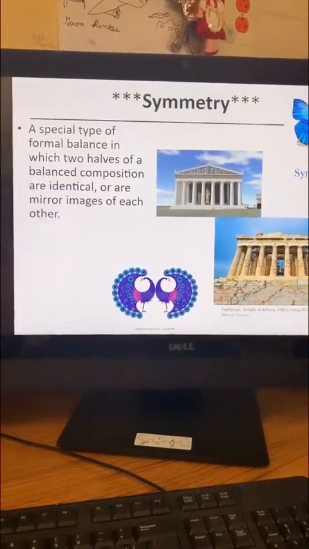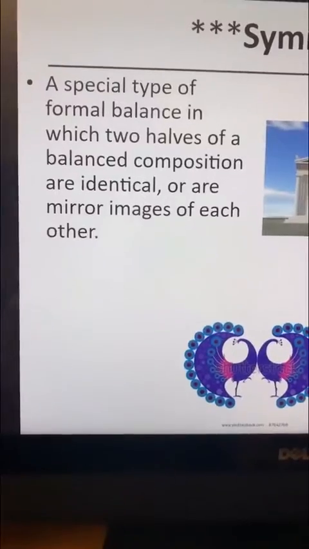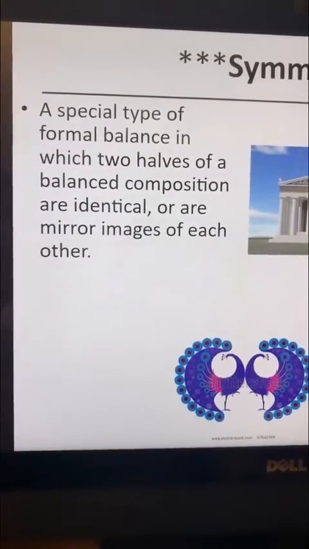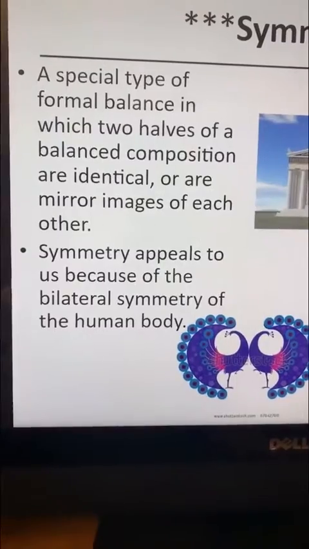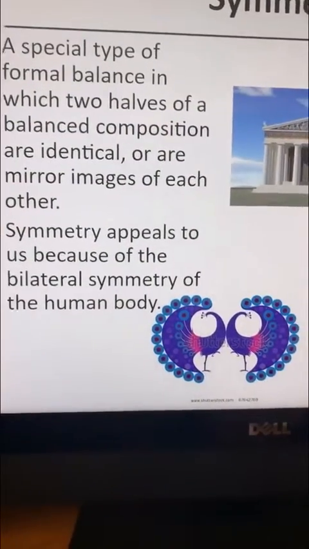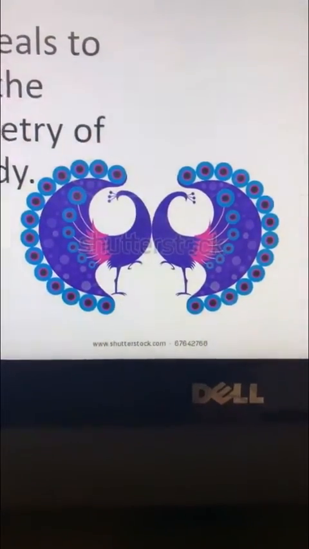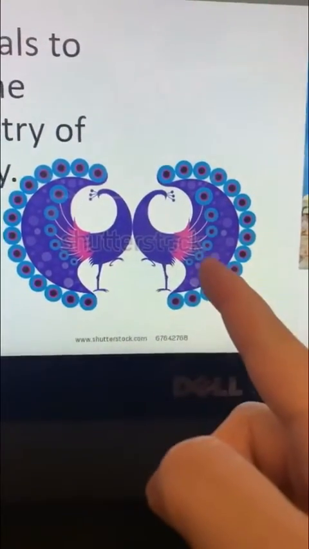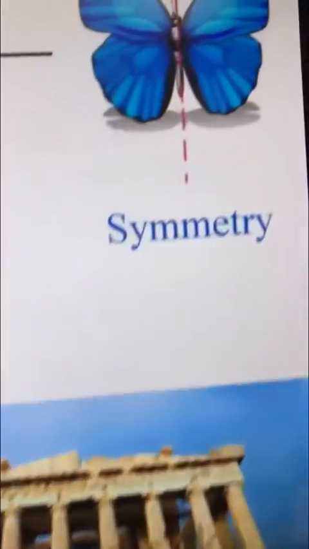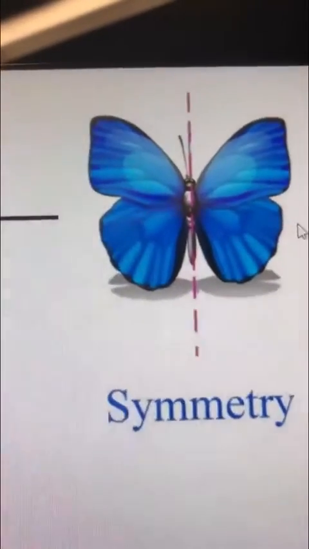Symmetry is a special type of formal balance in which the two halves of a balanced composition are identical or mirror images of each other. Symmetry appeals to us because of the bilateral symmetry of the human body. 2 arms, 2 legs, 2 lungs, 2 kidneys, 2 eyes, 2 ears. So if we were to divide this image in half, it would be a perfect mirror image from left to right. Same thing up here with the butterfly. Perfect mirror image from the left side to the right side. That's symmetry, exactly the same from left to right.